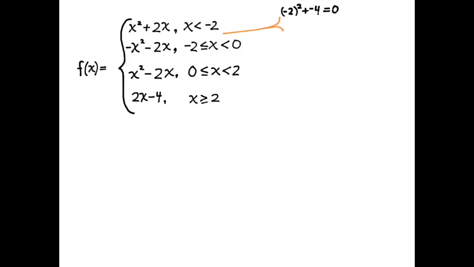So when I substitute negative 2 into x squared plus 2x, I get 0. When I substitute negative 2 into negative x squared minus 2x, I also get 0. The function has a limit of 0 from the left and from the right, and since f of negative 2 is also equal to 0, it follows that f is continuous at that first junction point, negative 2.